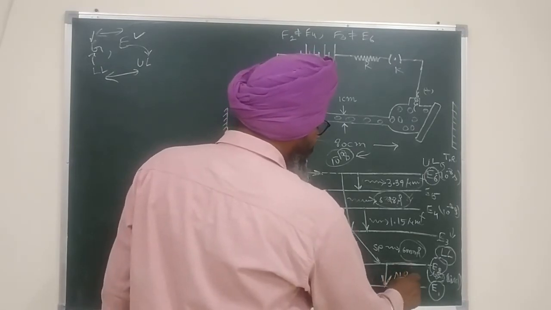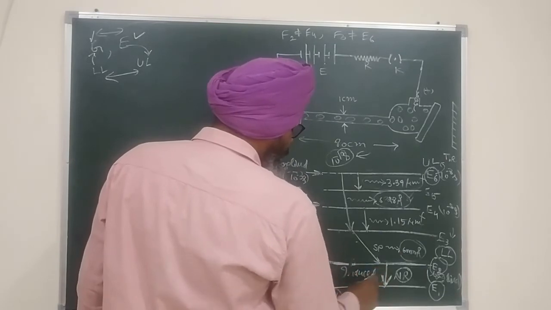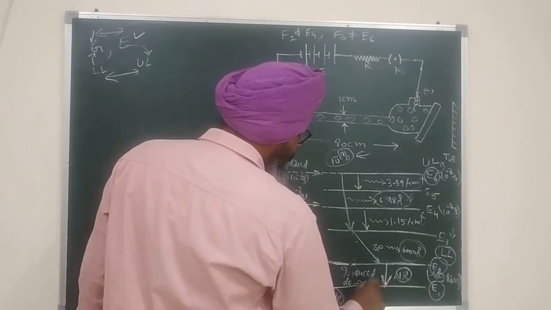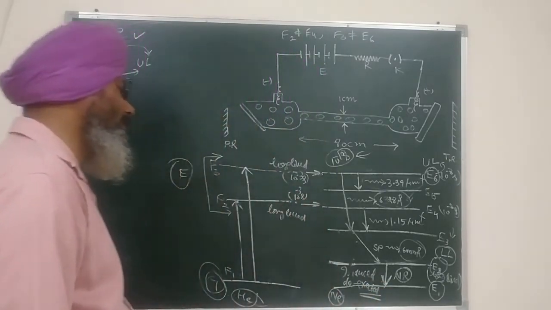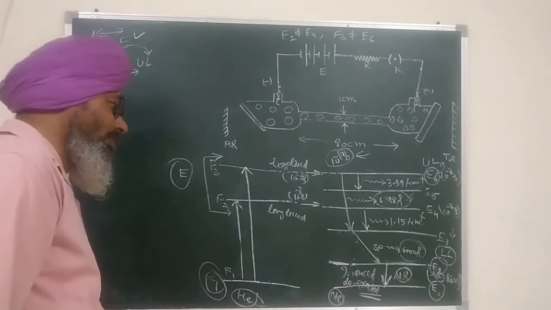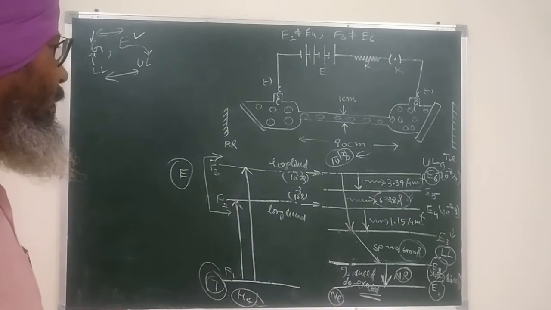It is a non-radiative transition and it is called induced de-excitation. Actually we have induced it. It was not taking place automatically. We induced it by just decreasing the diameter of the glass tube. And this is what I wanted to say about this helium neon laser.